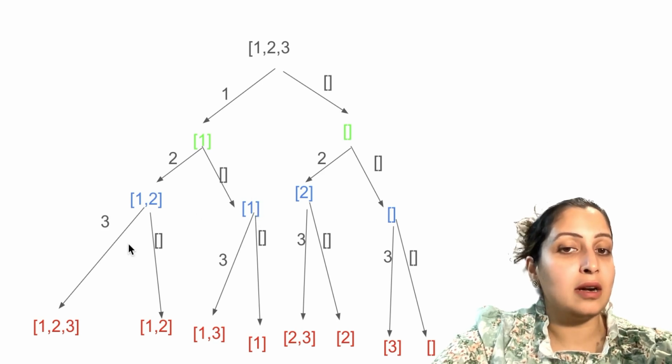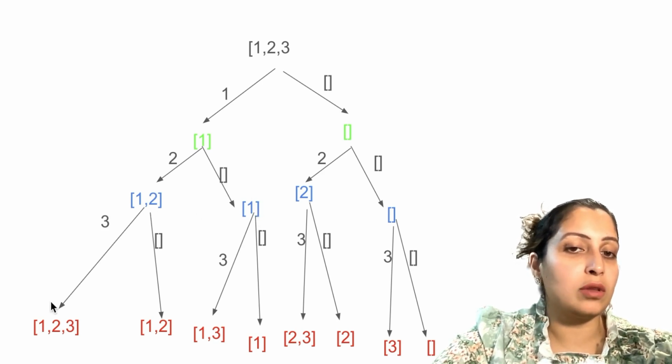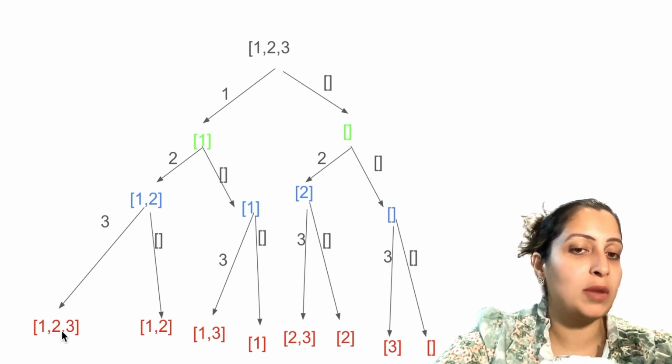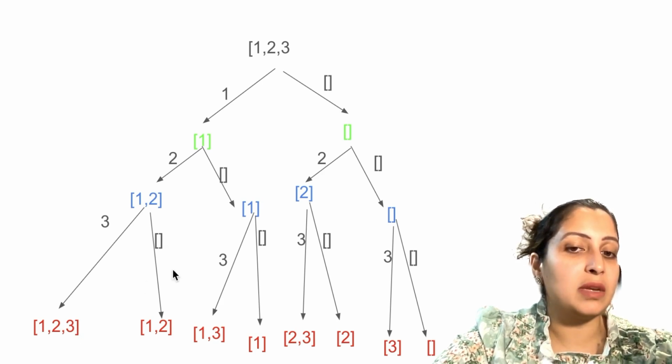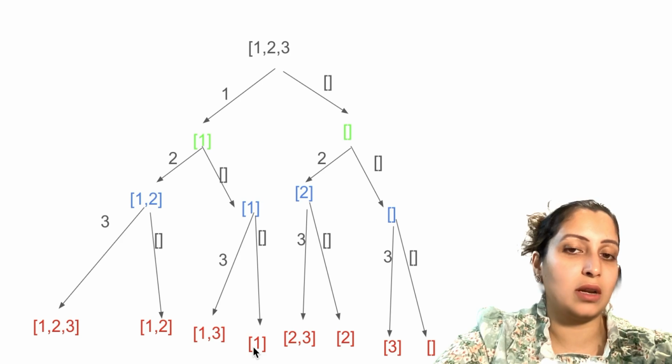Then there is a third decision which I make, to include 3 or skip 3. So if I include 3, then my subset is 1, 2, 3 as shown in red here. If I choose to skip it, then my subset would be 1, 2. Now here, when I chose to skip 2, then my subset was 1. And if I choose to include 3, then my subset is 1, 3. If I choose to skip 3, then my subset is just 1.